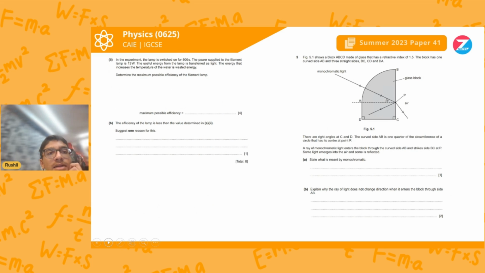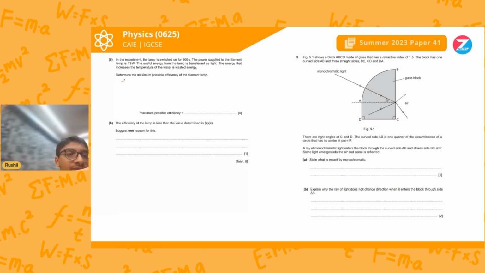Now, in the experiment, the lamp is switched on for 500 seconds. The power supplied to the filament lamp is 13 watts. The useful energy from the lamp is transferred as light, and the energy that increases the temperature of the water is wasted energy. Determine the maximum possible efficiency of the filament lamp.